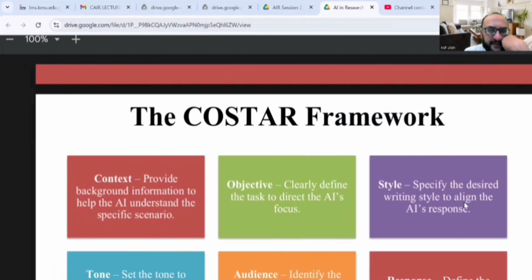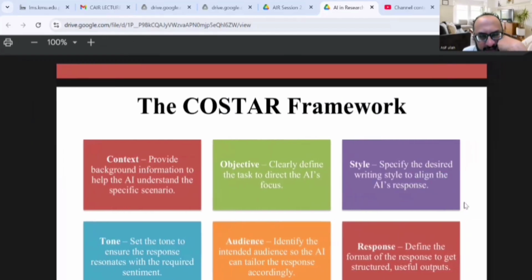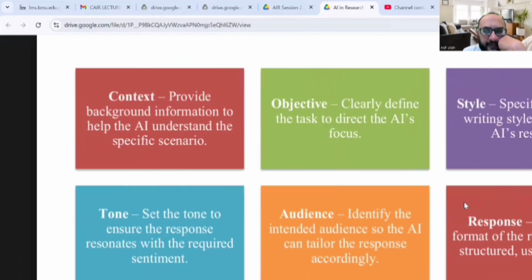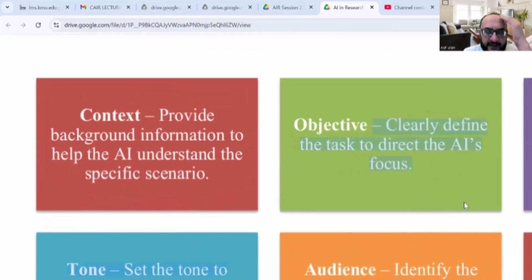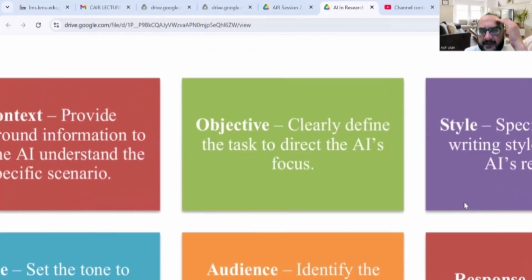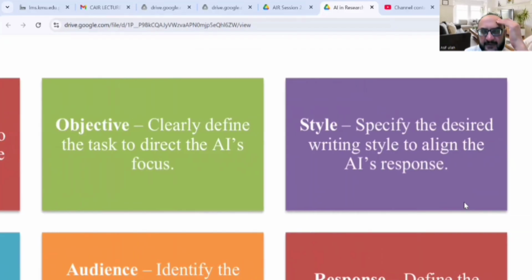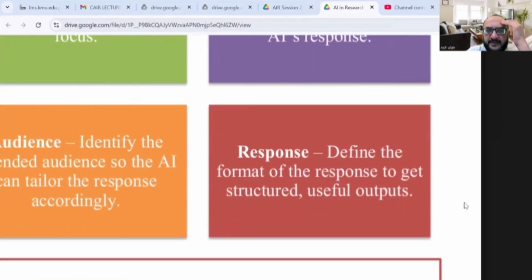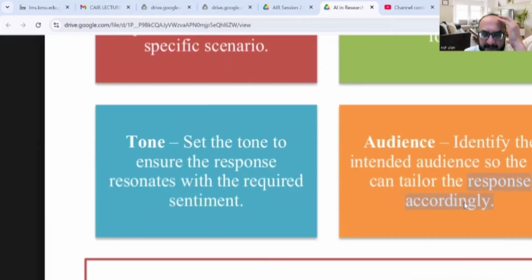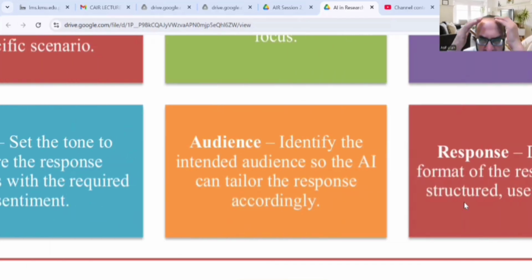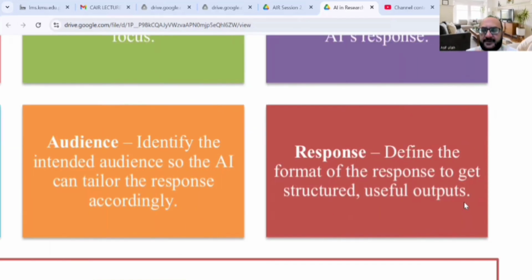The CO-STAR framework is context, objective, style, tone, audience, and response. Context: provide background information to help AI understand the specific scenario. Objective: clearly define the task to direct the AI's focus. Style: specify the desired writing style to align the AI's response. Tone: set the tone to ensure the response resonates with the required sentiment. Audience: identify the intended audience so the AI can tailor the response accordingly. Response: define the format of the response to get structured, useful output.